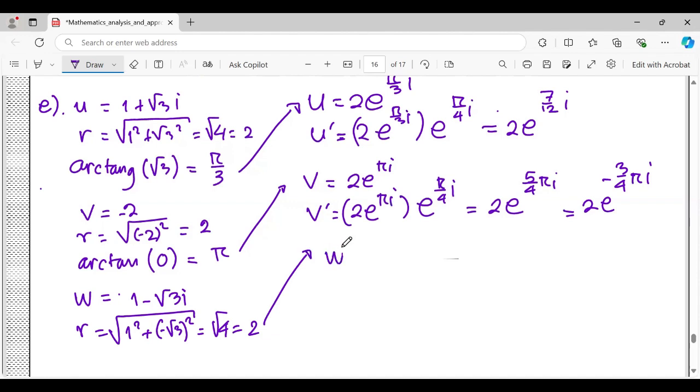So it means W is 2e power minus pi third. Okay, so minus pi third or 1 over 3 pi. Okay, and the imaginary part of W is 2e power minus pi third.